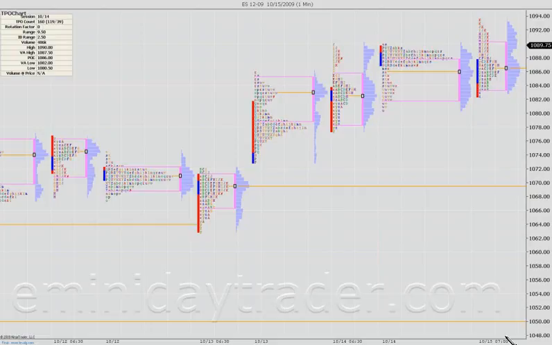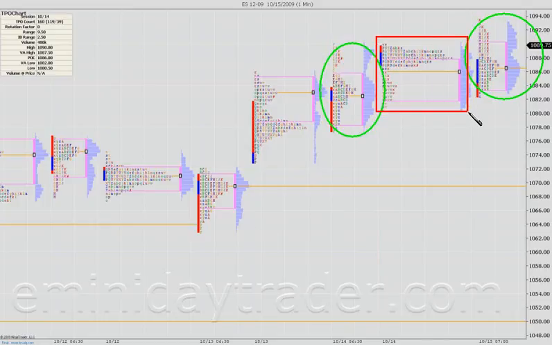Here's a look at the market using the market profiles, including the overnight session. This is what we like to use at eMiniDayTrader to gauge the day-to-day or intraday auction. Each one of these profiles here is a regular trading day, as well as the overnight session. This one in the red square here is what occurred overnight. So we follow the market and split it off into these different market profiles.